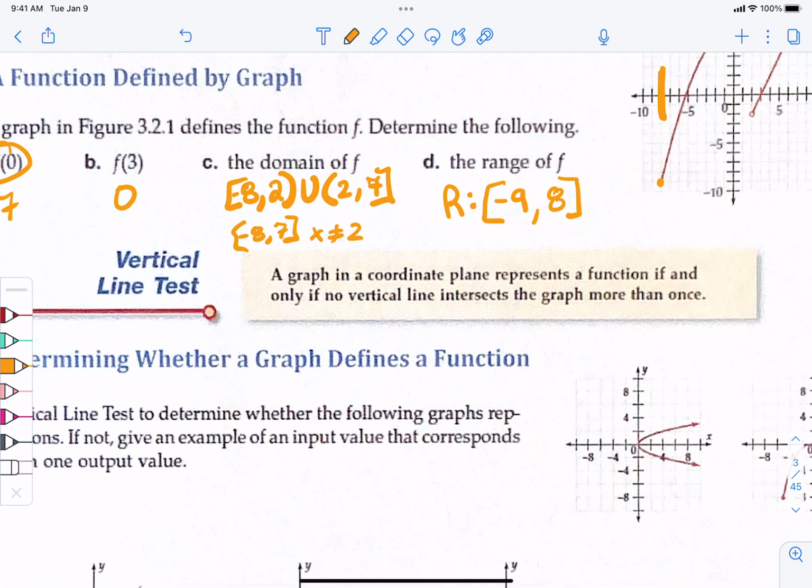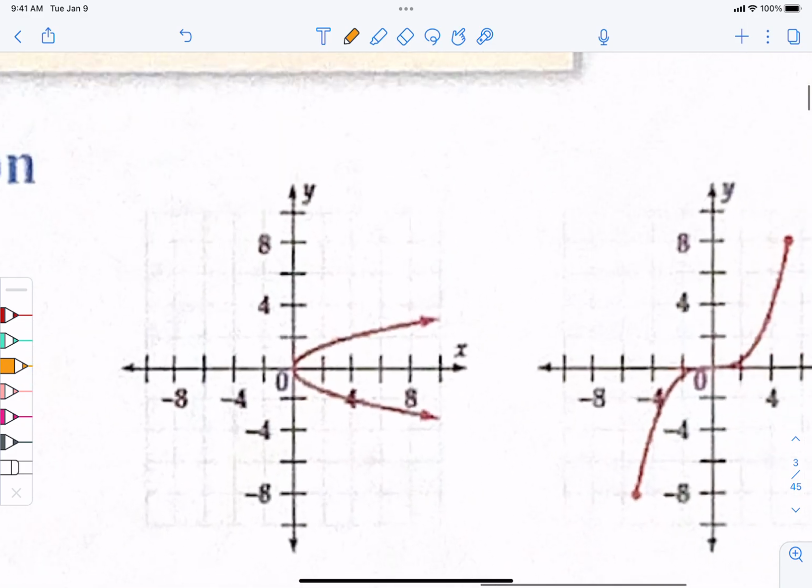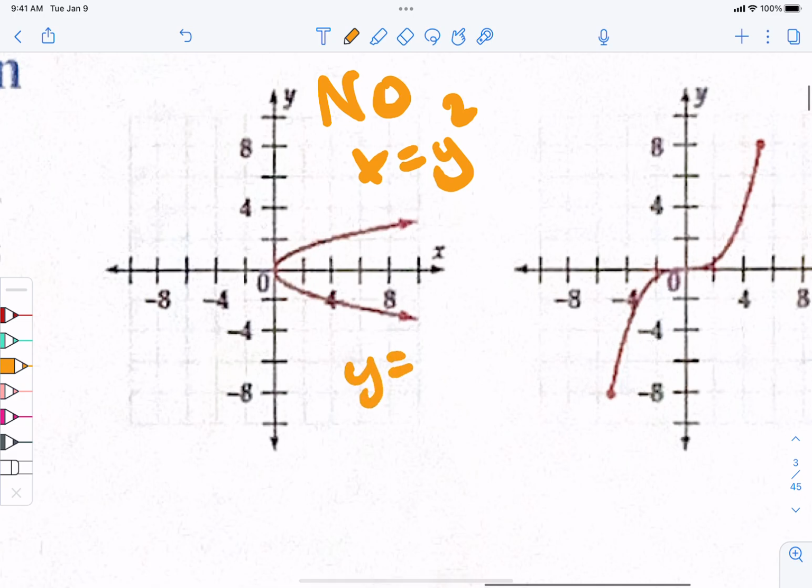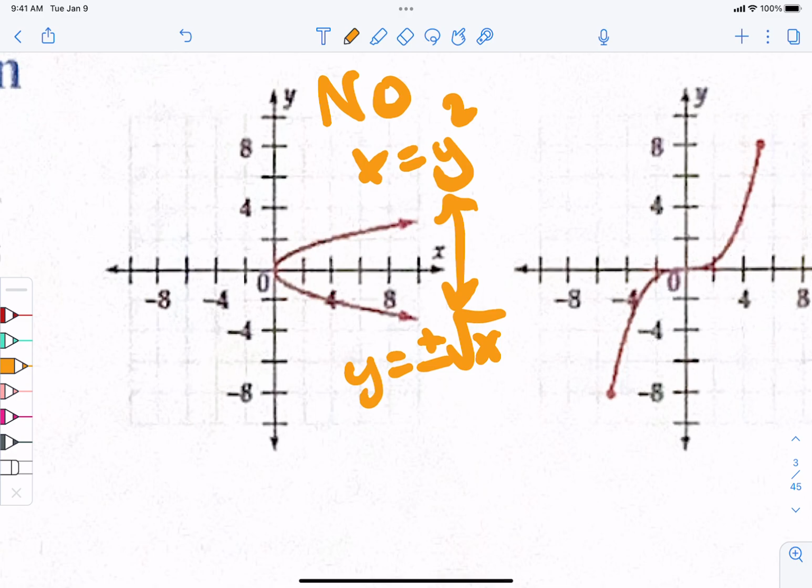Happy with that? Vertical line test, what does that tell us? Function or not a function? So this one, function or not a function? No, this is the graph of x equals y squared. If you want to, you can write that down. X equals y squared is another way of saying y equals plus minus square root of x. Those two mean the same thing. That's what that graph is.